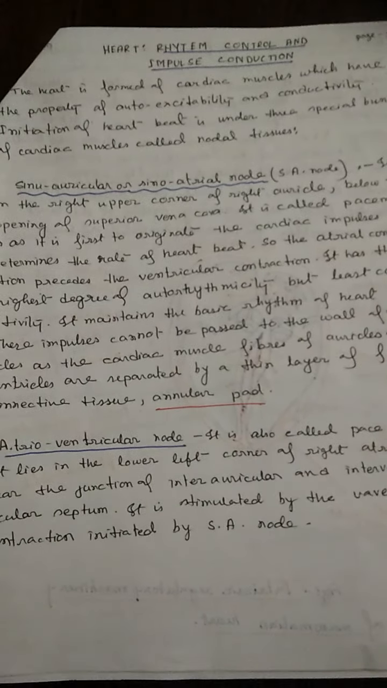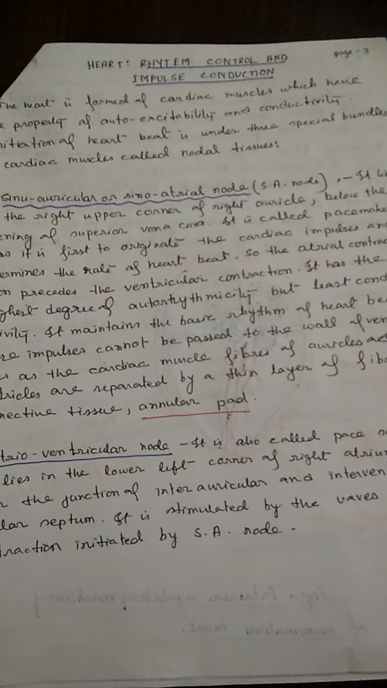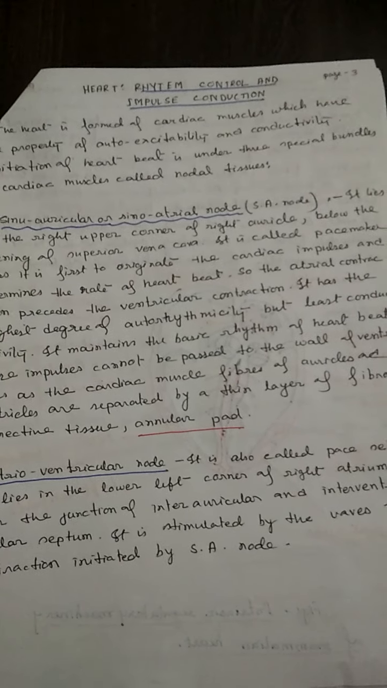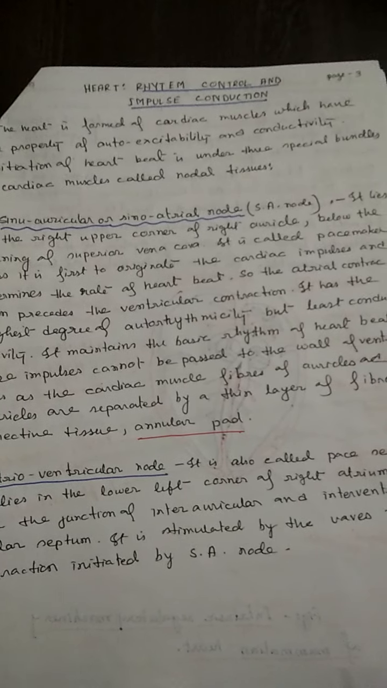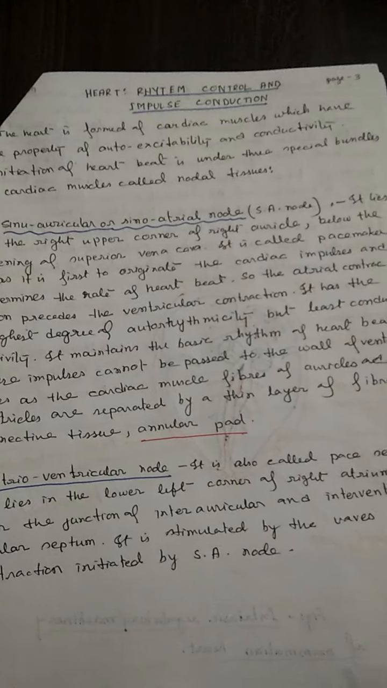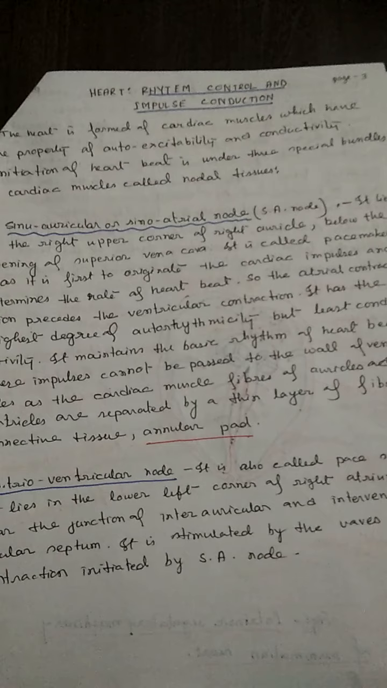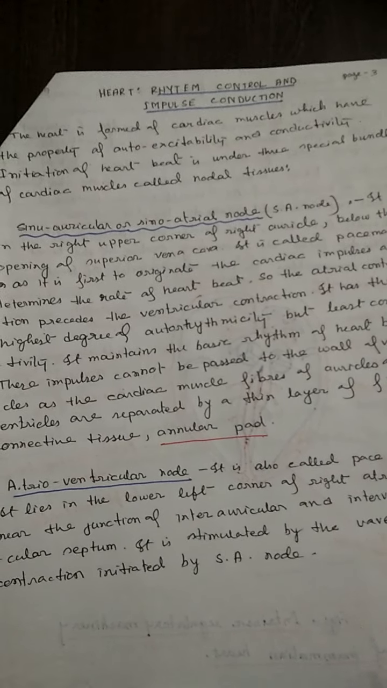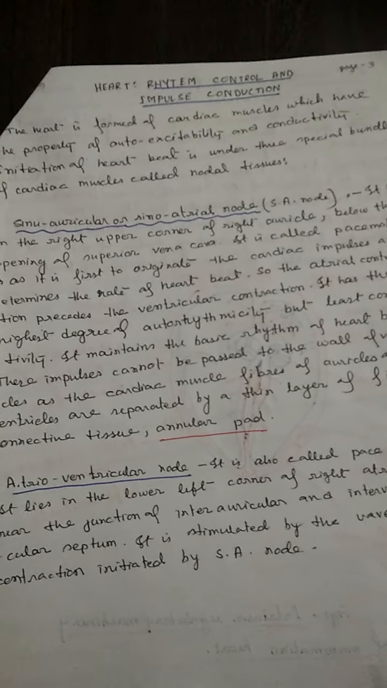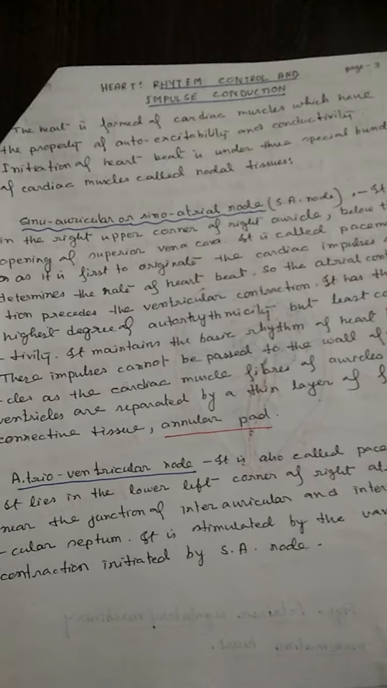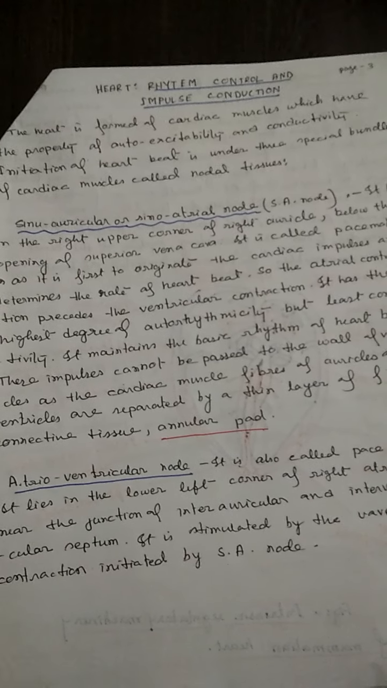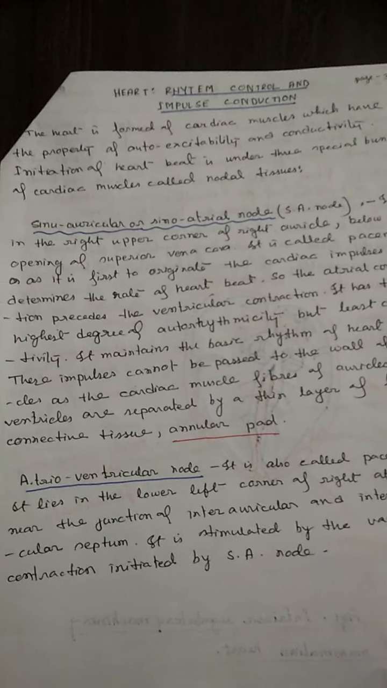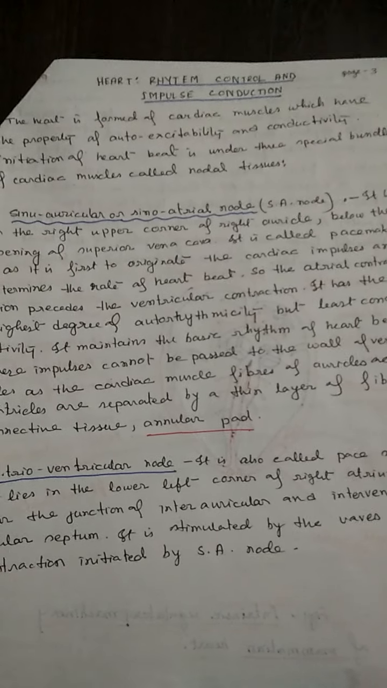Now the next part is the rhythm control and impulse contraction, that is, the contraction and expansion going on in the heart. It is formed of cardiac muscles which have the property of auto expansion and contraction. The initiation of the heartbeat, from the fibers of the muscles present on the wall of the heart, is under three special bundles of cardiac muscles known as nodal tissue. Now what are these three?